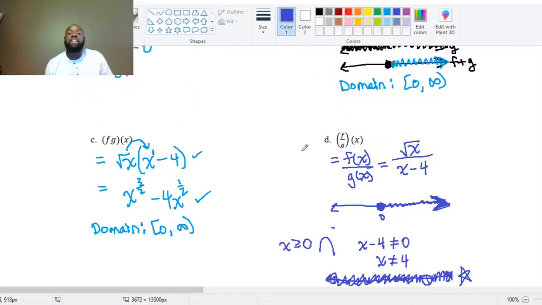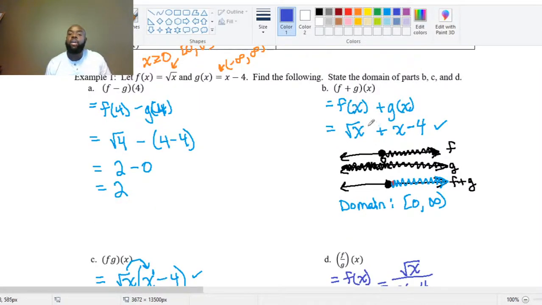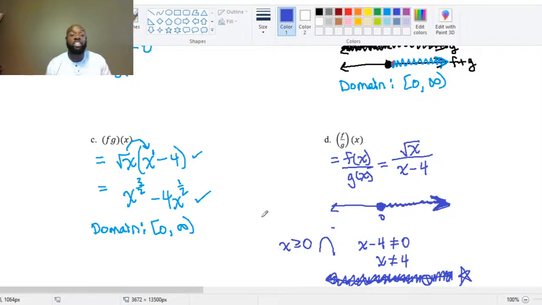Right. Notice how in these 3 examples here, we went from having some basic functions, square root of x, x minus 4, to having more complicated functions by doing an addition, by doing a multiplication, and by doing a division, right? So this is how we just build our math knowledge, right? Just add, subtract, multiply, divide things, and we can get more complicated functions.